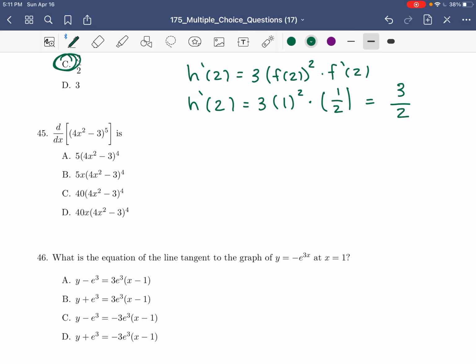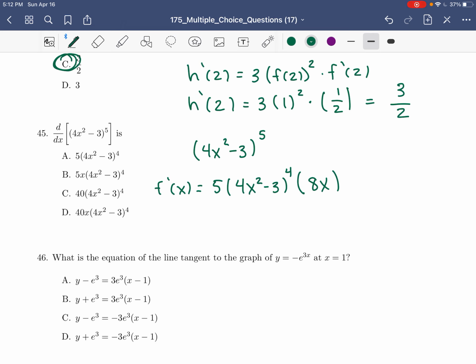Now this is just a basic chain rule problem. So if we look at this, we have 4x squared minus 3 to the power of 5. So to take the derivative, we start at the outside function, which is that power of 5. So this becomes 5 times 4x squared minus 3 to the power of 4. Then we just multiply by the derivative. So the derivative of the inside is 8x.